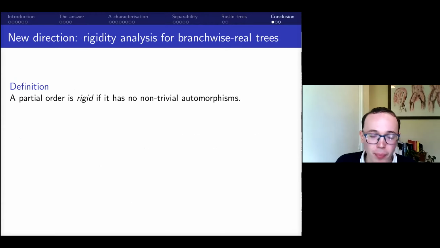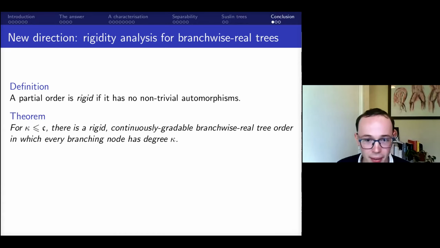Okay, before I wrap up, I just want to mention a new direction in this project, which is looking at these branchwise-real trees directly without looking at their relationship with R trees. And we can ask some questions about the structure of these trees and whether we can produce examples that look interesting and exotic. So in particular, we can talk about rigidity analysis. So we say that a partial order is rigid if it has no non-trivial automorphisms. And then we can ask, can we find a rigid branchwise-real tree order?